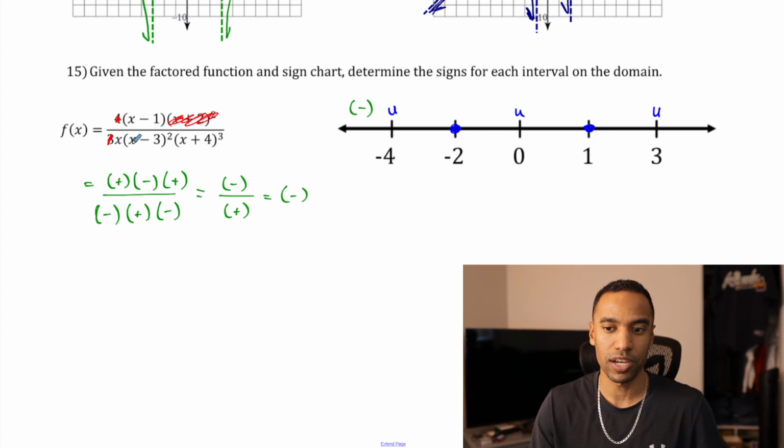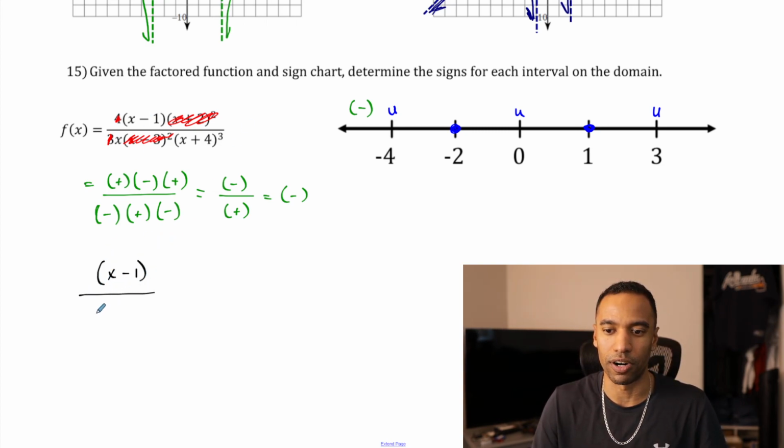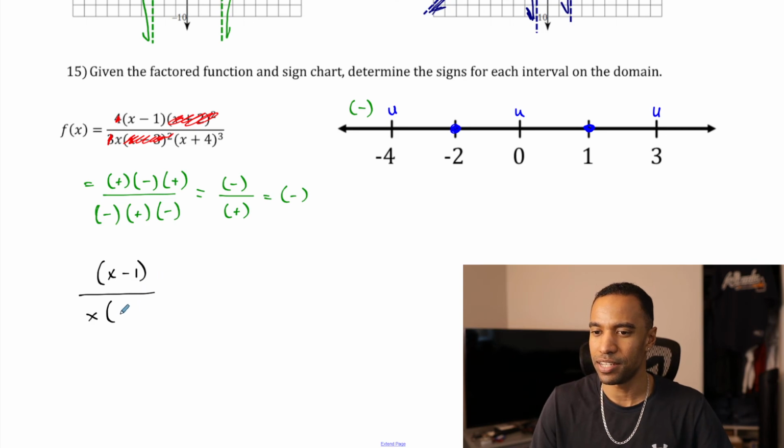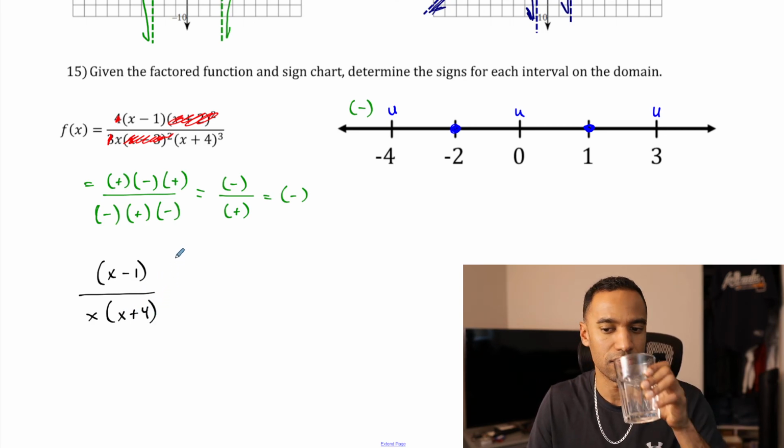So these squares here, if those are just going to be positive and not affecting my sign difference, I don't need those either. So let's try these again with just using x minus 1 over x times x plus 4 cubed. Does cubing a value change its sign? No, a negative value cubed is still negative and a positive cubed is still positive.